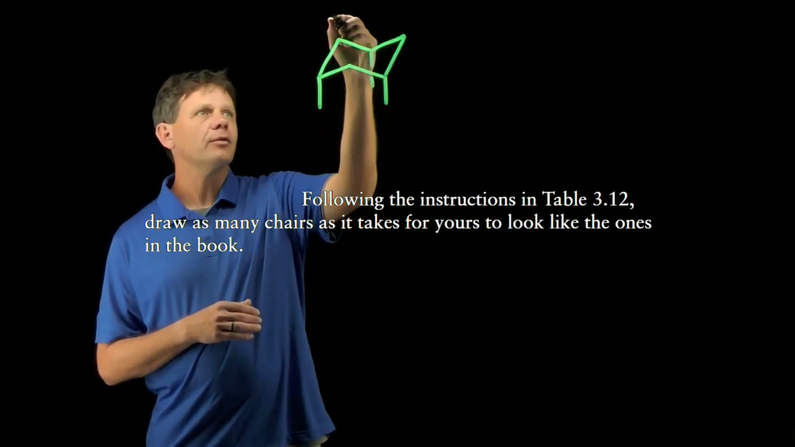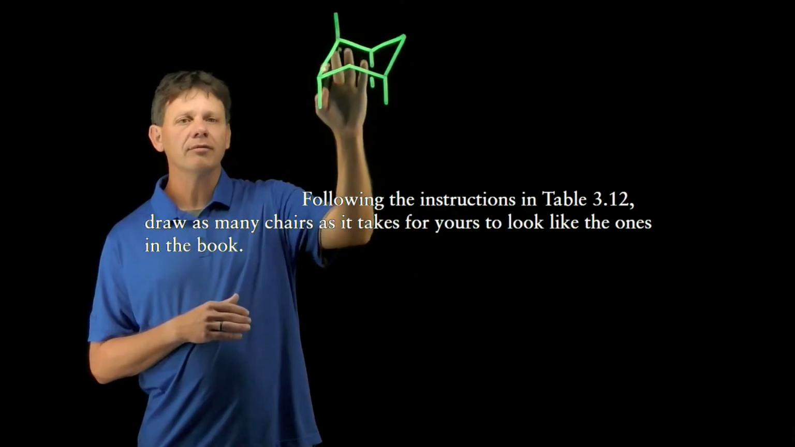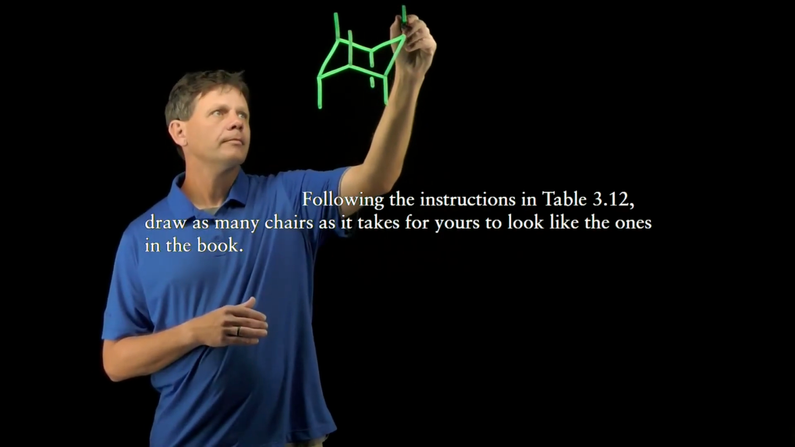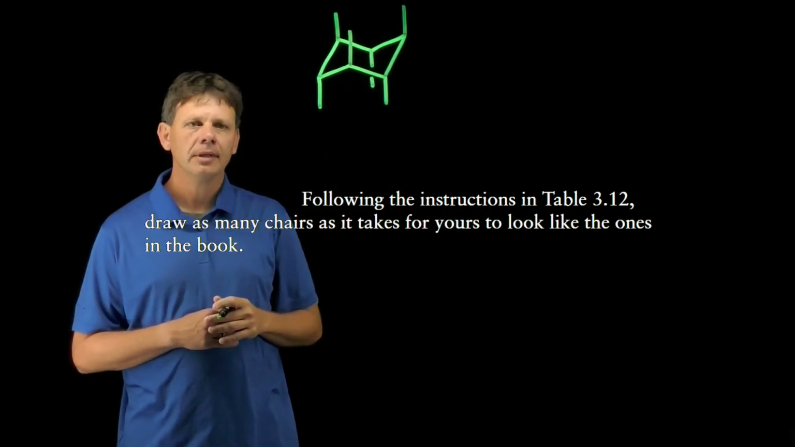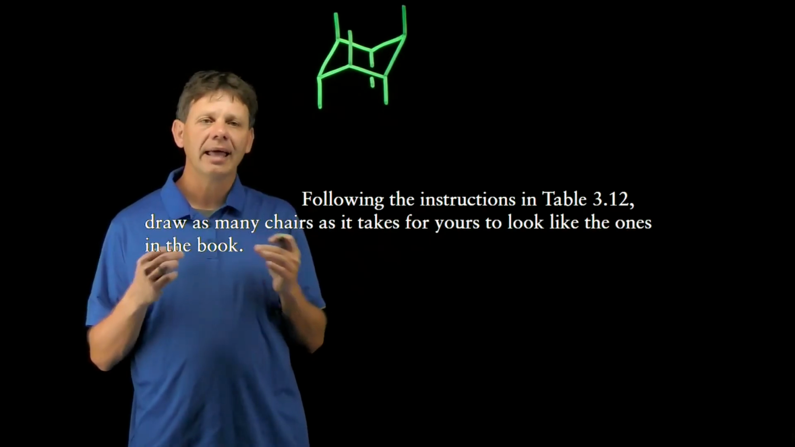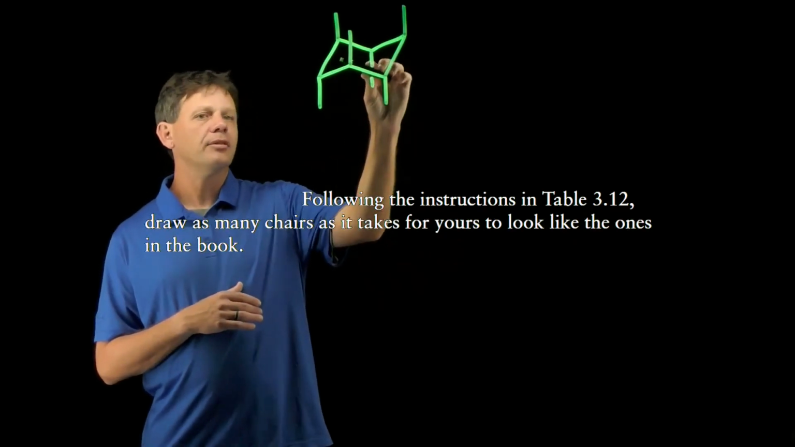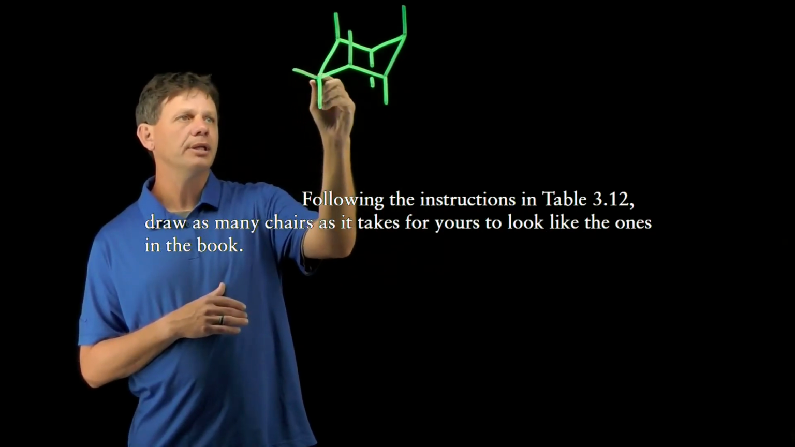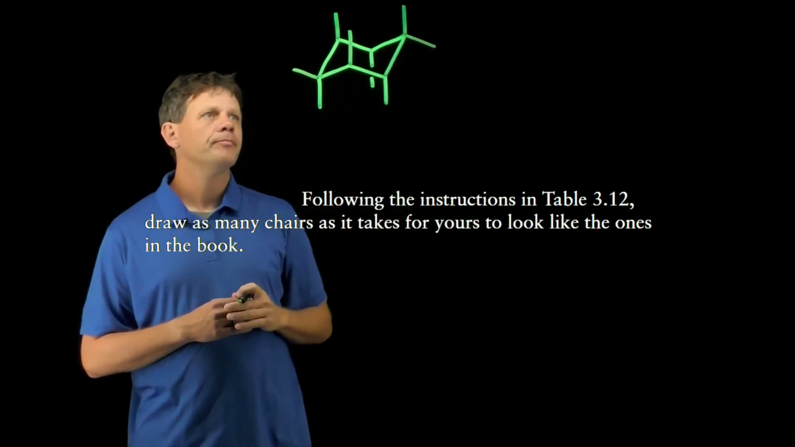We can do the same thing for the up axial substituents, wherever the vertex is pointing up. And then finally, we can put in the equatorial substituents by maintaining that parallel nature of lines. This line here is going to be parallel to the equatorial substituent here and here.